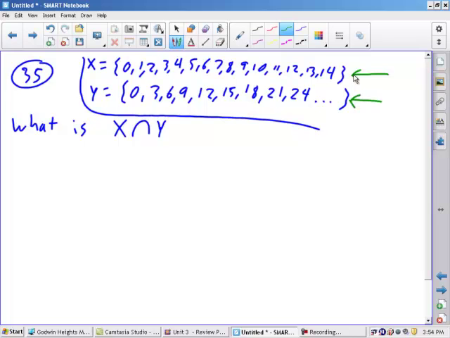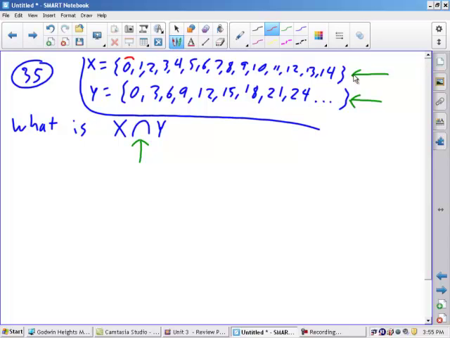I then look at my problem and it says, what is the intersection? This means intersection right there. It's upside down U. It's intersection. What is the intersection of x and y? Well, it simply means all the numbers that are the same in both. So let me just show you by circling them. What are the numbers that are the same in both?